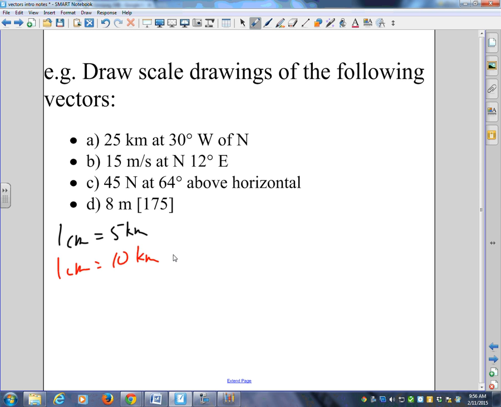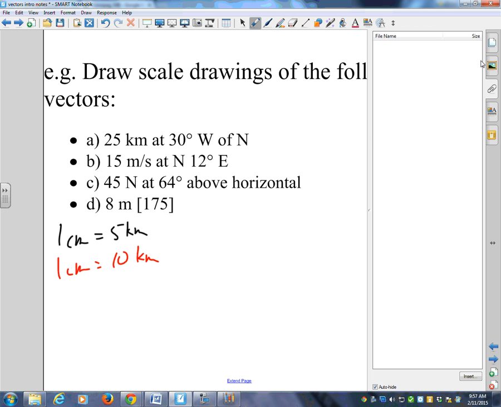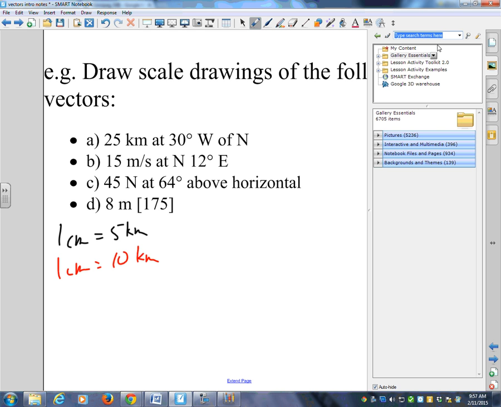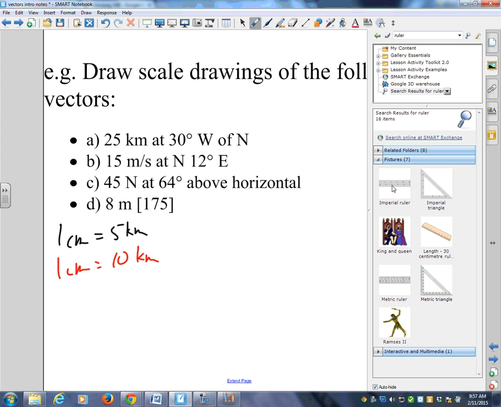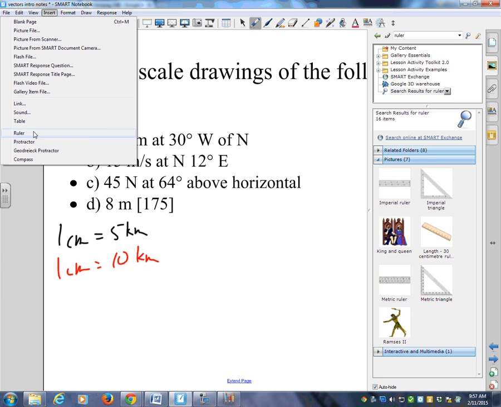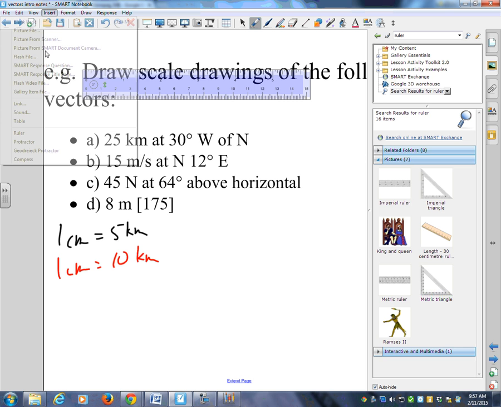All right. So we're going to go 30 degrees west of north. Let me get my ruler and protractor out here. It's real hard for me to do this up here, by the way. I could just draw it roughly. Ruler, protractor.